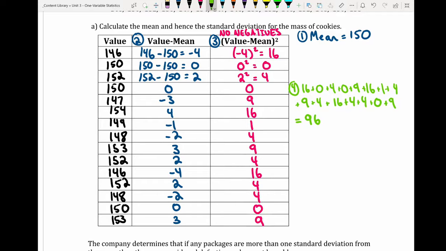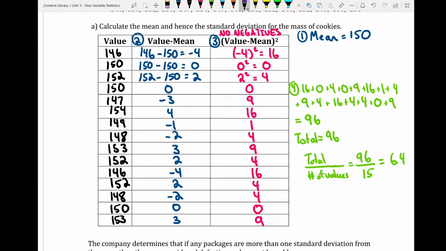So that's part of step 4, because we found the sum, so we know our total equals 96. But what we then have to do is take the total and divide it by the number of values. So we have to do 96 divided by how many values we have, and we should count that there are 15 actual numbers, and when we do 96 divided by 15, we get 6.4.